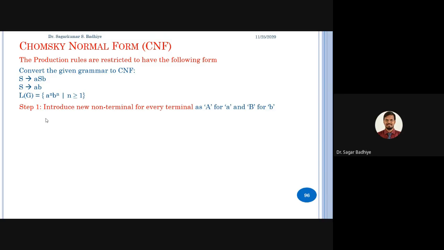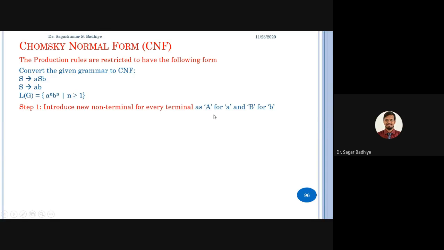The first step will be to introduce a new non-terminal for all the terminals in the grammar, right? So here there are two terminal symbols, a and b. So you can introduce two new non-terminals for these terminals. Let us introduce capital A for small a and capital B for small b, right?